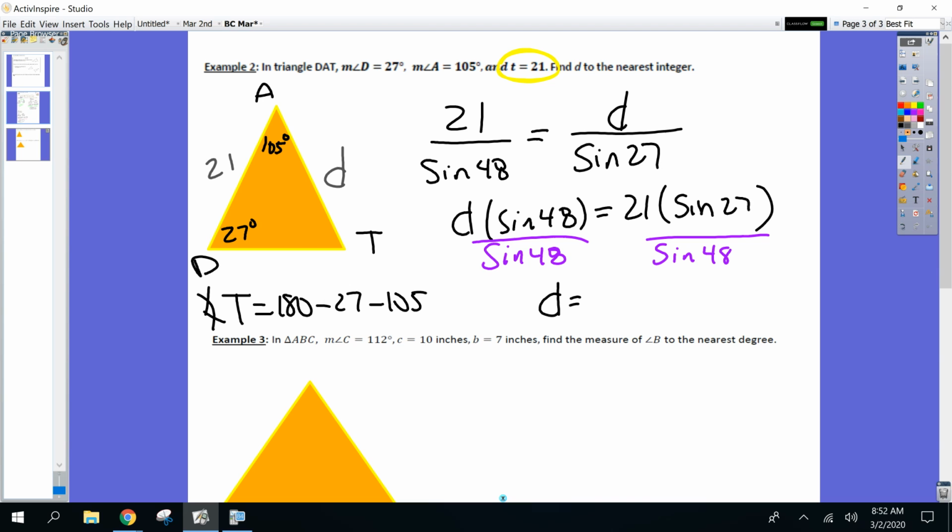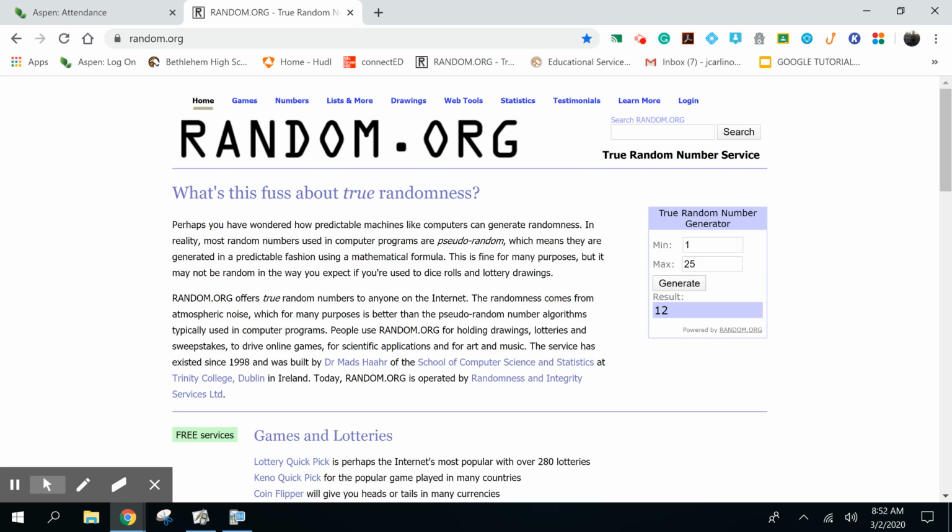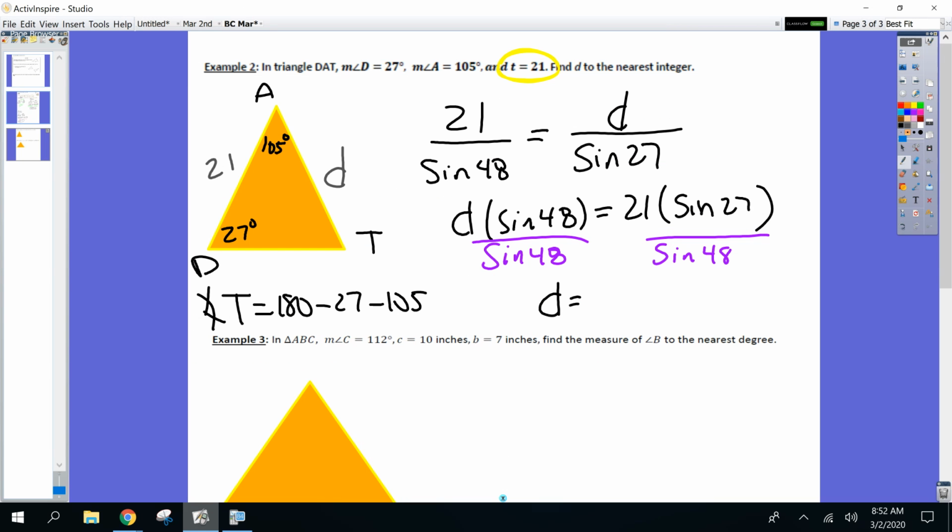What am I asking for? Nearest integer? 12. What do we have? Oh, no, 11. No, 13. Which one are we going with there? 13. All right, got it. Yeah, it should have been smaller, at least smaller than 21, right? Because the bigger angle is across from 21, not across from D.